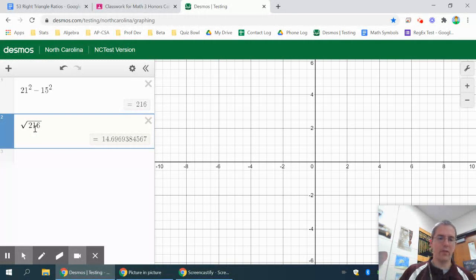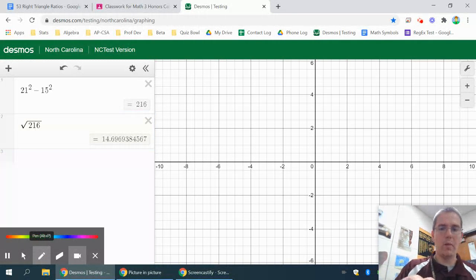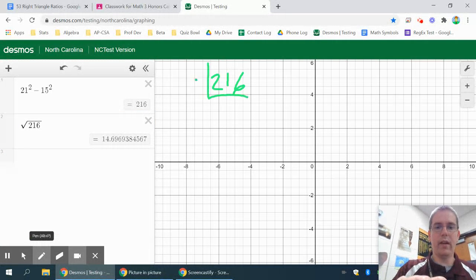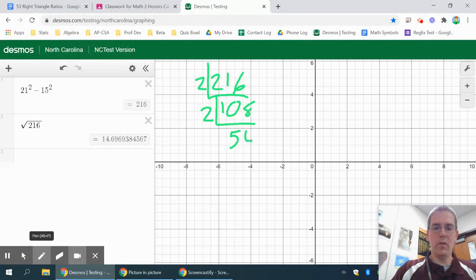So now I'm going to have to simplify this square root. I've got a couple options. One way is I can make a factor tree like we did before, and I can say, does 2 go into it? Sure, 2 goes into it and leaves me with 108. 2 goes into that, leaves me with 54. 2 goes into that, leaves me with 27. And just keep going and break it down. And eventually you get all the prime factors.